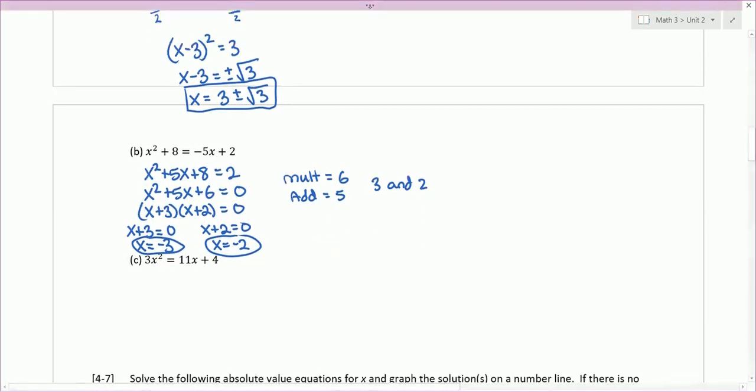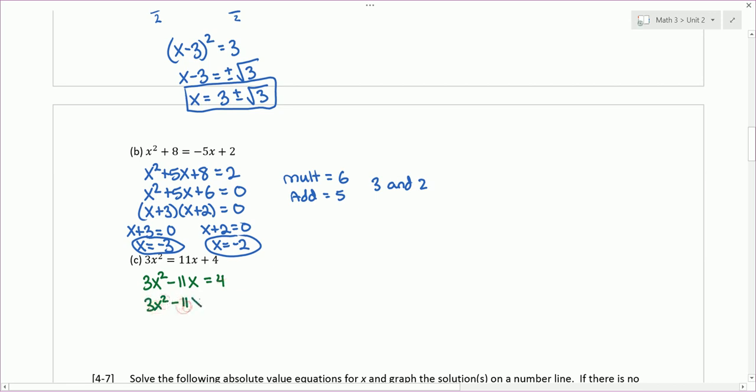Part C, in this case, the equation is split up as well, and I'm going to move everything over again to the left-hand side. So I'm going to subtract 11x, so we get 3x squared minus 11x equals 4. And then I'm going to subtract 4. So 3x squared minus 11x minus 4 equals 0.